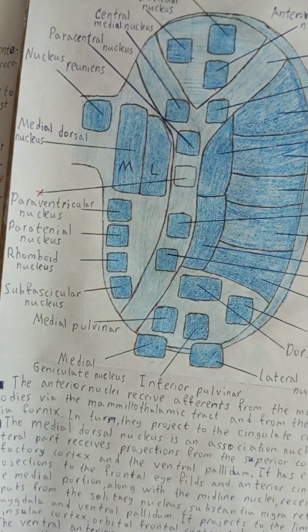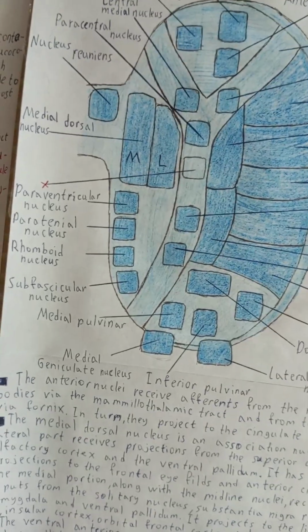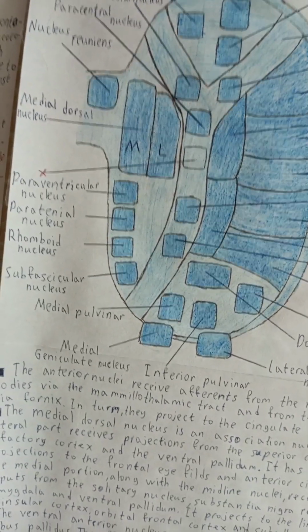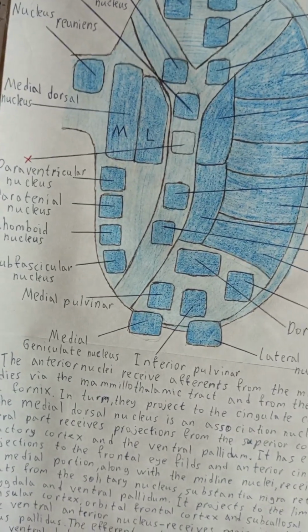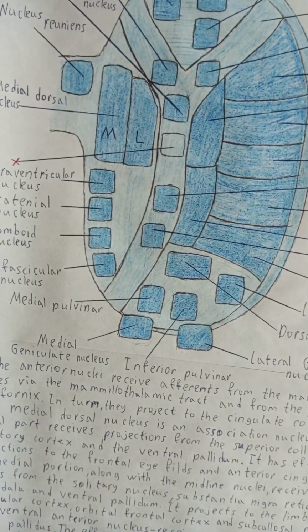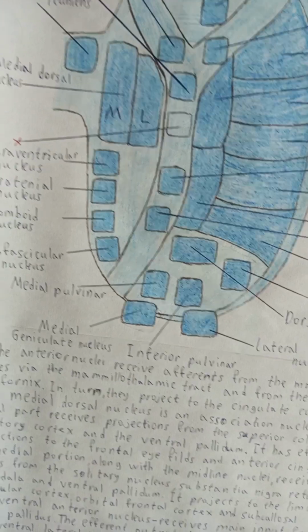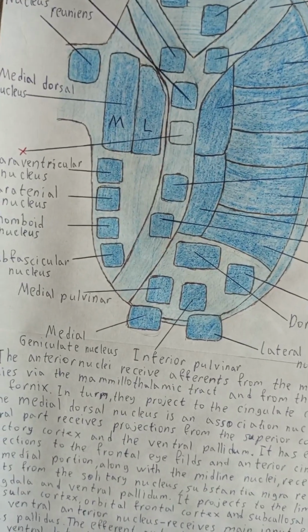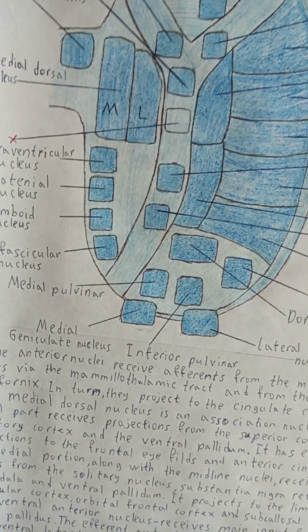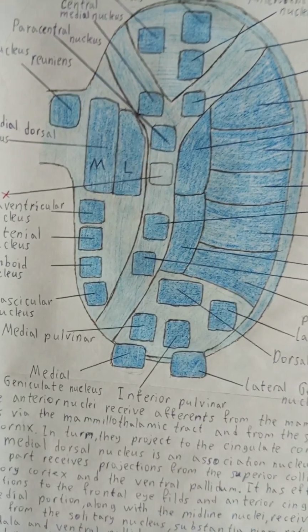The ventrolateral nucleus, which is here, receives inputs from the basal ganglia, which includes the substantia nigra pars reticulata, which is GABAergic, by the way, and the globus pallidus, and also inputs from the cerebellum. It sends neuronal output to the primary motor cortex and premotor cortex.